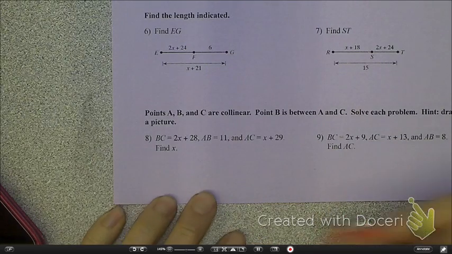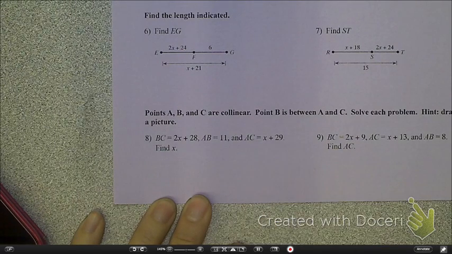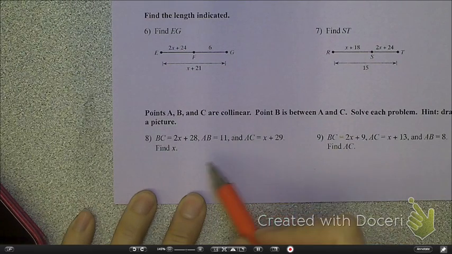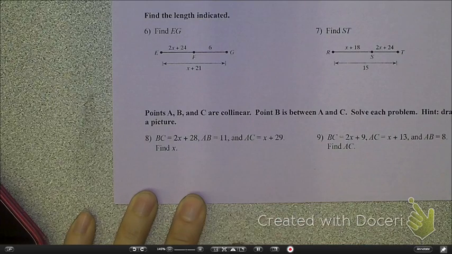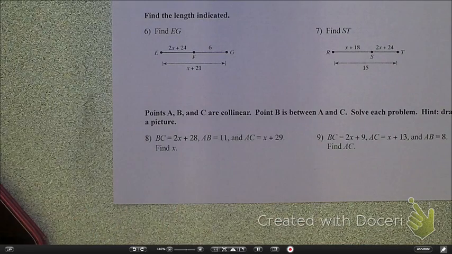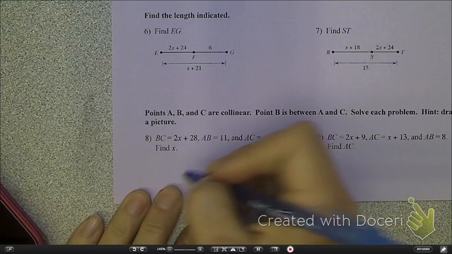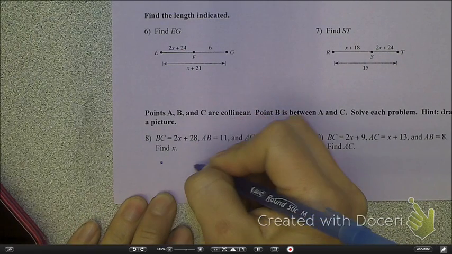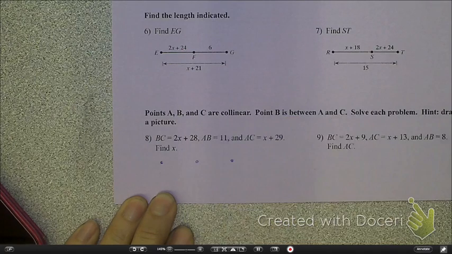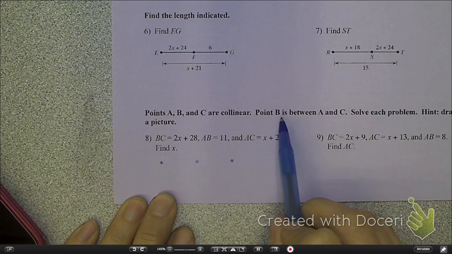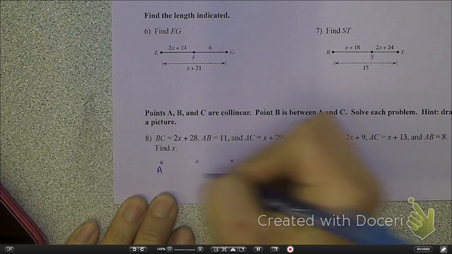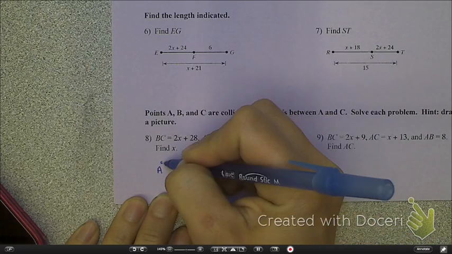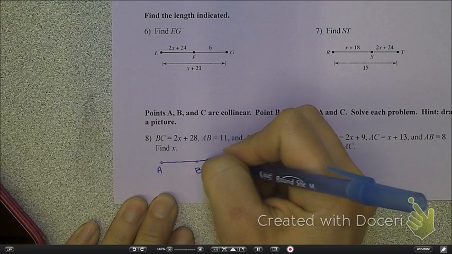Okay, so what we want to do is take a look at this information that's here, and first draw a picture and then put all this information onto the picture. So the original instructions told us that A, B, and C are collinear, so I'm going to draw 3 collinear points. That means 3 points on the same line. Okay, and it told us B is between A and C. So A is over here, C is over here, and B is between them. And those points are all on the same line.